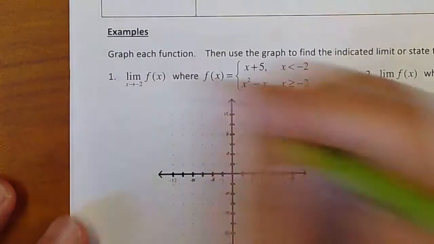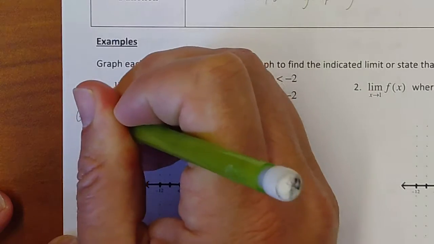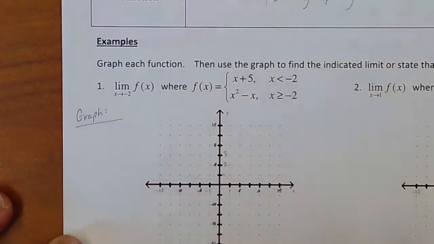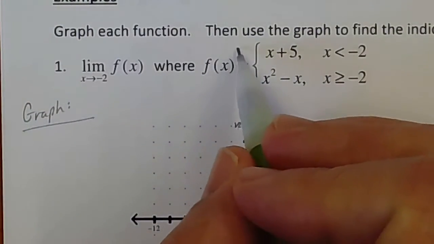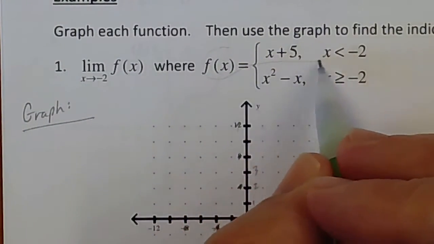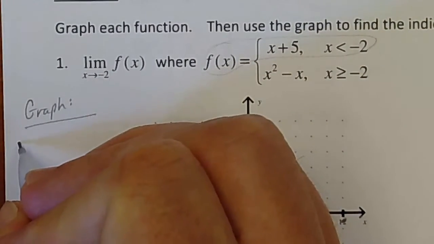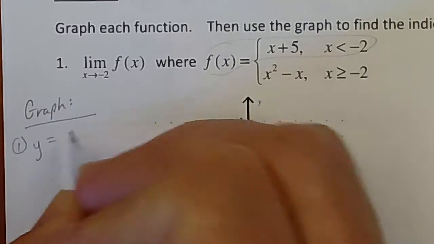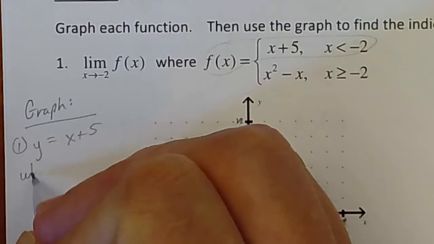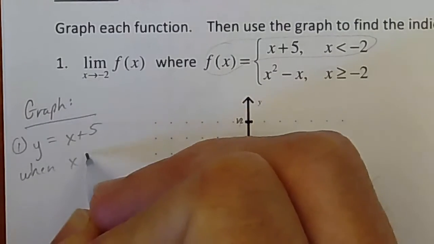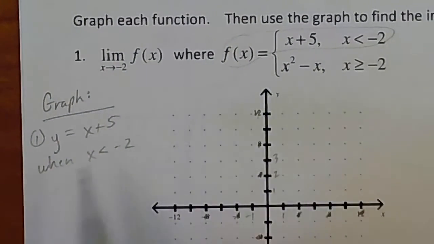All right, so just a couple notes over here off to the side. So to graph, let's make sure we know what we're doing here. We're going to break this up into two steps. I'll just follow the first line, right? All I have to do is follow this top line here for my function. So I'm going to say step one or line one is going to be y equals x plus 5, but only when x is less than -2. Okay? So just read them one at a time.